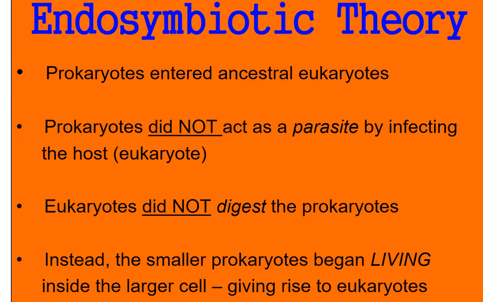So prokaryotes entered ancestral eukaryotes. Prokaryotes did not act as a parasite by infecting the host. The eukaryotes did not digest the prokaryotes. Instead, what happened was the smaller prokaryotes began living inside the larger cell, giving rise to eukaryotes. So the endosymbiotic theory basically explains the origins of eukaryotic cells.